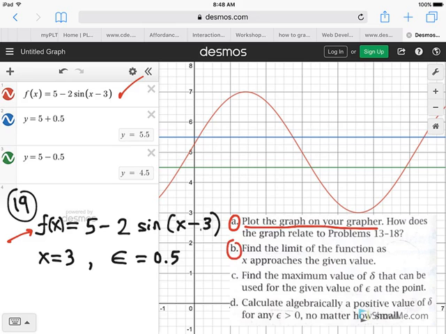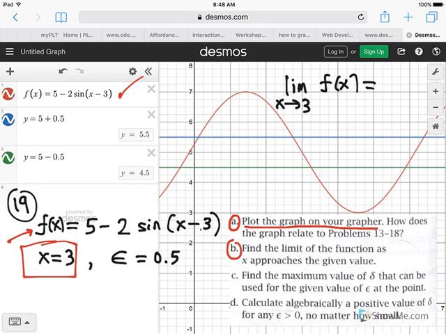And then for part B, it says find the limit of the function as x approaches the given value. The given value is 3. So we want to find the limit of f of x, and you can see that I'm writing the limit using proper mathematical notation. You should do that for all problems. The limit of f of x as x approaches 3 is equal to, and let's go ahead and find that limit by using the graph that we're looking at.